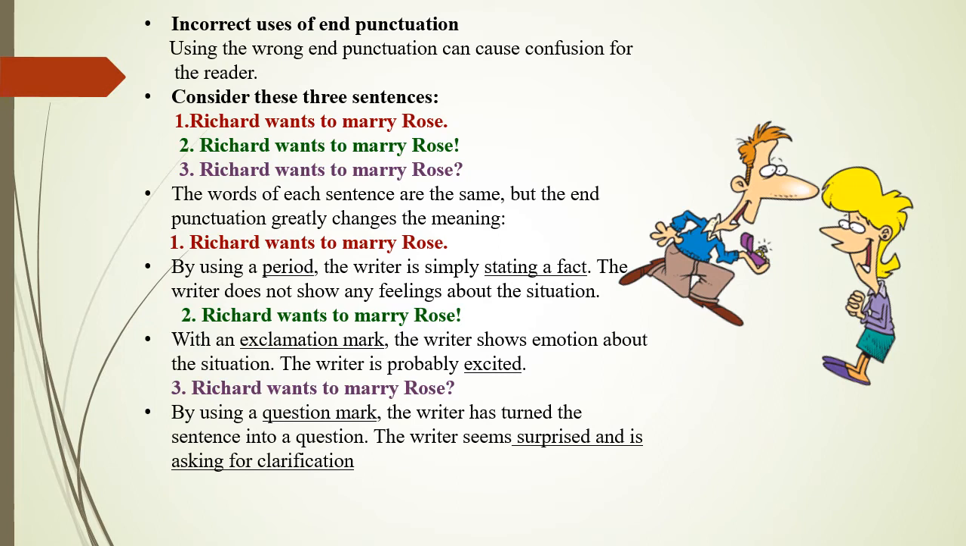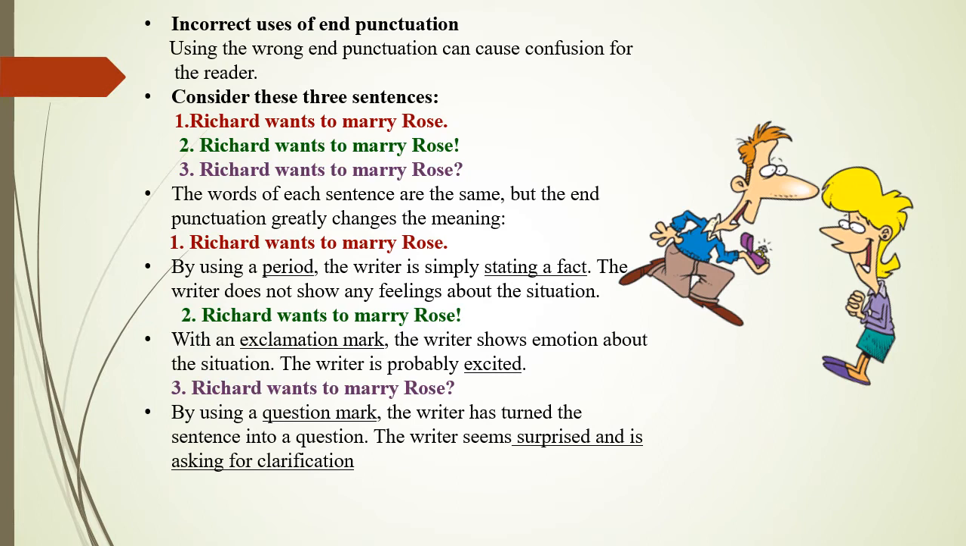Consider these three sentences. Richard wants to marry Rose. Richard wants to marry Rose. Richard wants to marry Rose. The words of each sentence are the same, but the end punctuation greatly changes the meaning. I'm going to read it again. Richard wants to marry Rose. Richard wants to marry Rose. Richard wants to marry Rose.